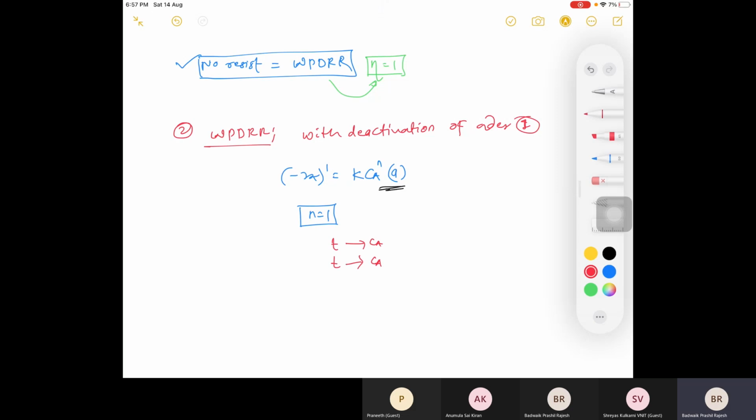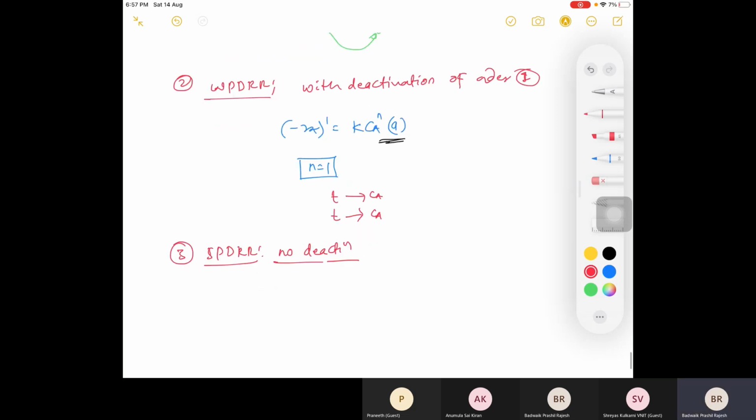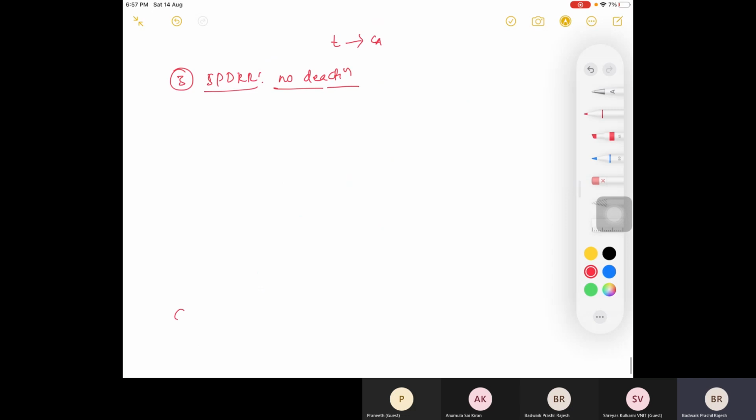Then moving on to the third case, that is the strong pore diffusion resistance regime, and there is no deactivation. And the fourth case, I'll take that as the strong pore diffusion resistance regime, and there is deactivation of order 1.